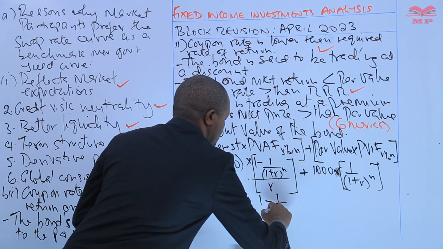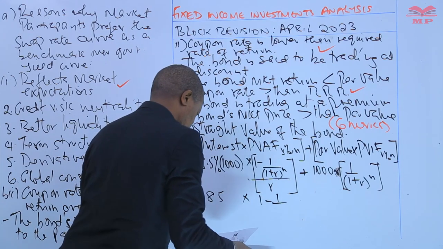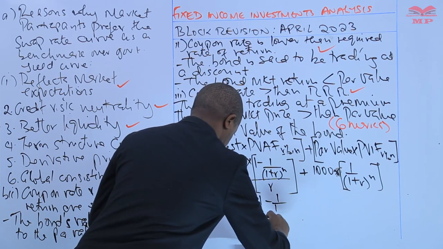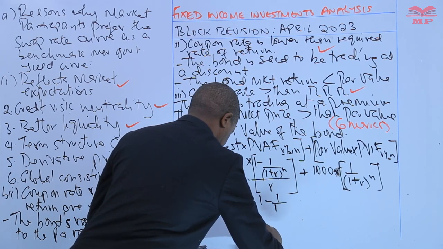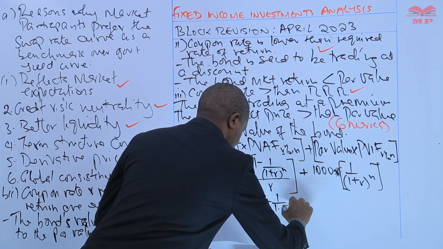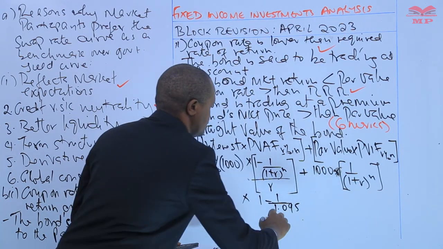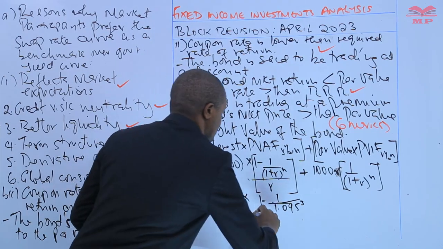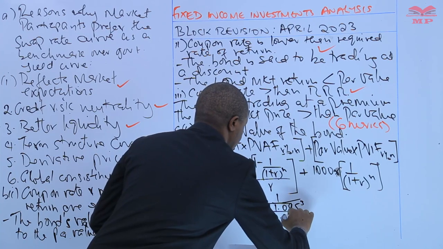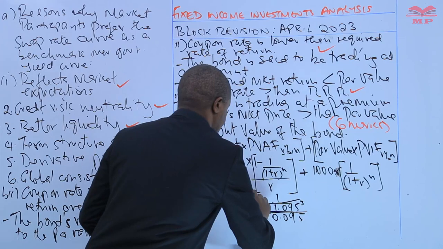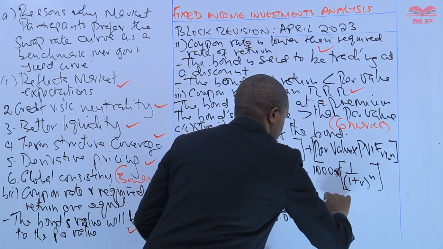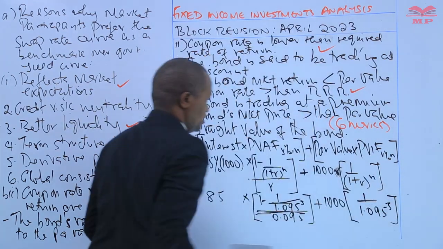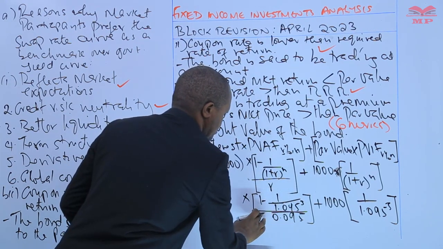Now this will be equal to 85 times 1 minus 1 over 1.095 raised to 3, divided by 0.095, plus 1,000 times 1 over 1.095 raised to 3. So this we can now find the answer.